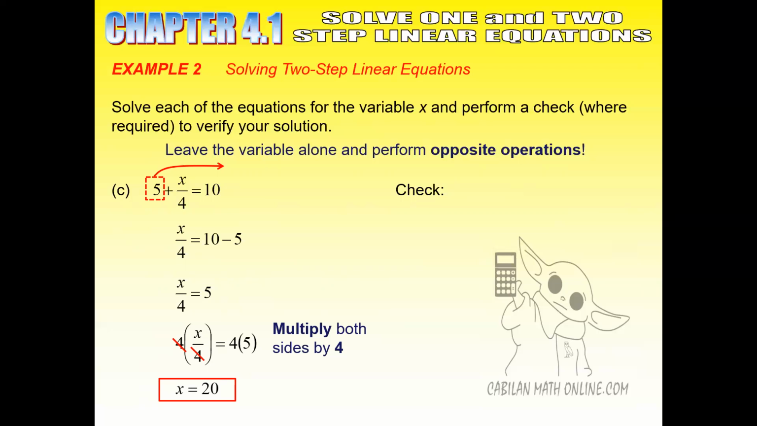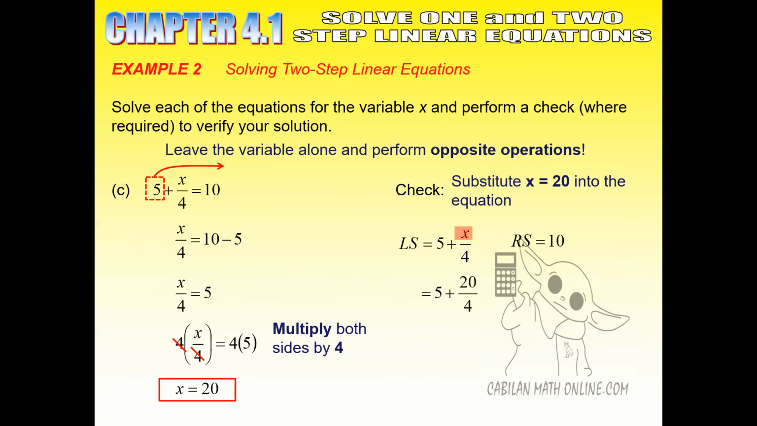Now, just to double check that we have the correct answer, we're going to do a check by putting x equals 20 where the x is. The left side is 5 plus x over 4, and the right side is 10. So the next step is we're going to replace the x with the 20. Now we're going to do this one step by step. So 20 divided by 4 gives us 5. So what we have here is 5 plus 5, which gives us 10, which is the same thing as the right side.